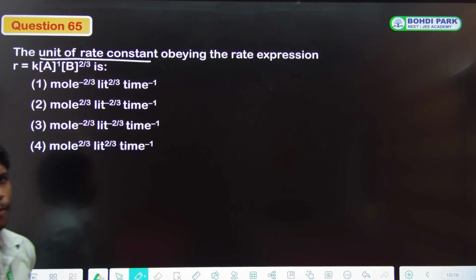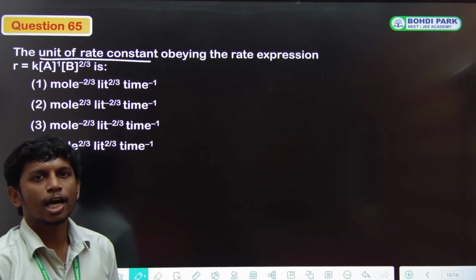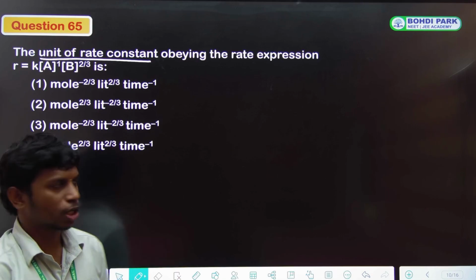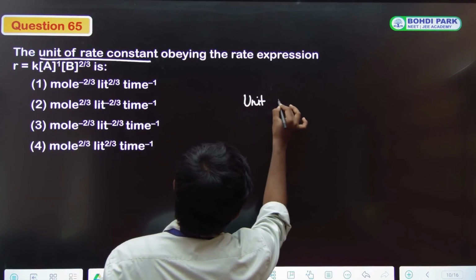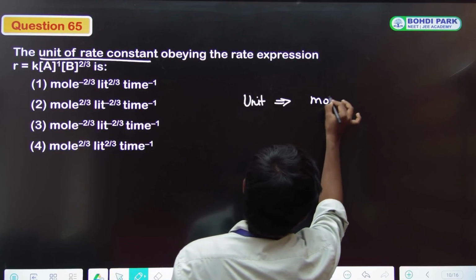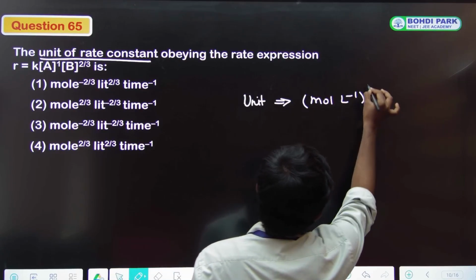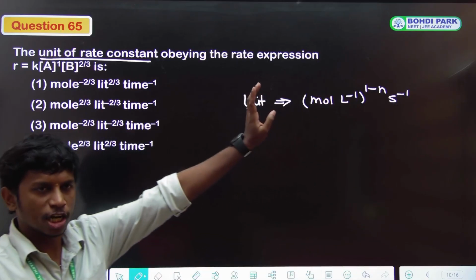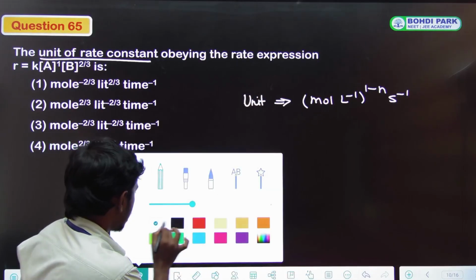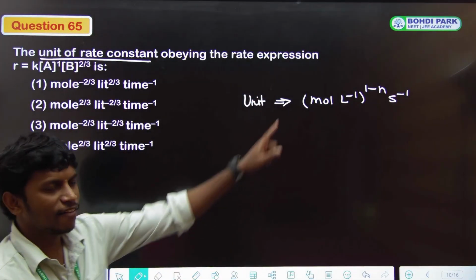ஓகேவா, நம்மளோட ஆர்டர் தெரிஞ்சது அப்படின்னா நம்மளால ஈஸியா unit of rate constant கண்டுபிடிக்க முடியும். ஓகே, what is the formula? The unit of rate constant is equal to mole per liter power 1 minus n per second. ஓகேவா, நம்ம second time கூட consider பண்ணிக்கலாம். In this case நமக்கு n value முதல்ல தெரியணும்.